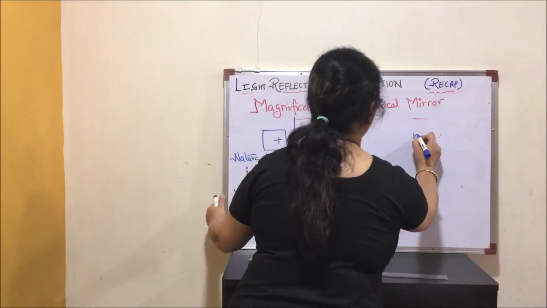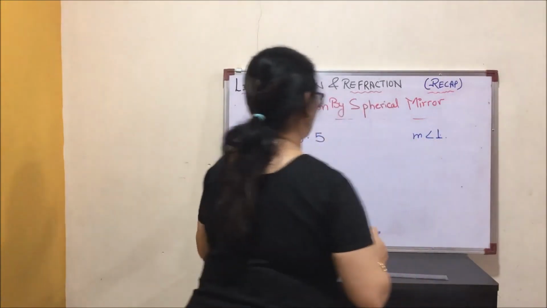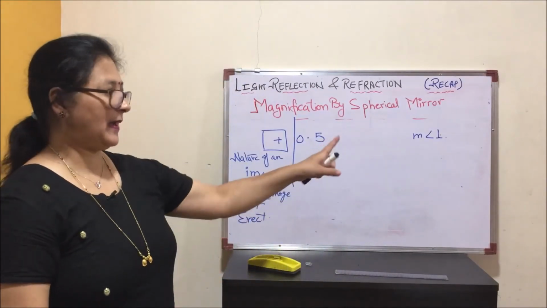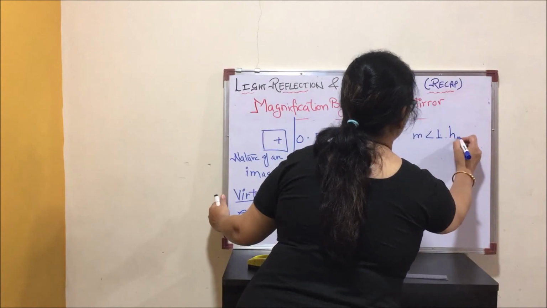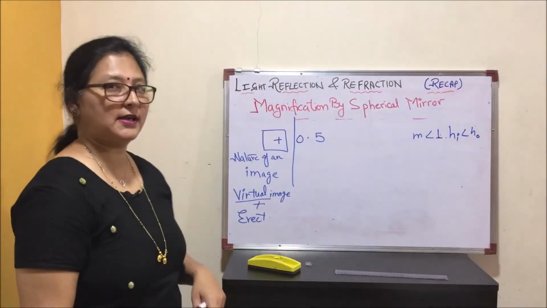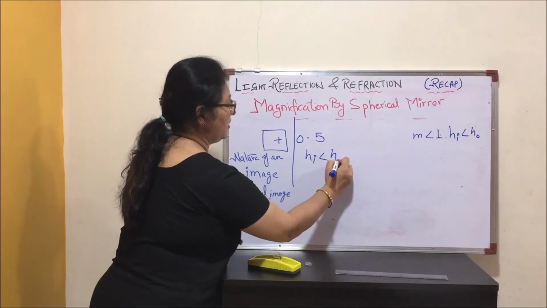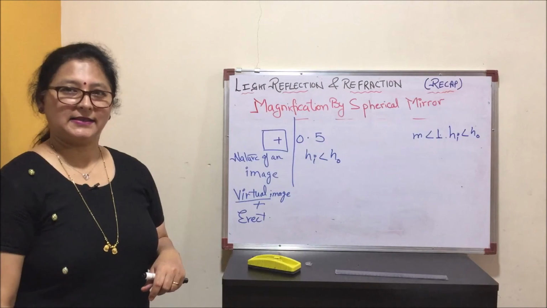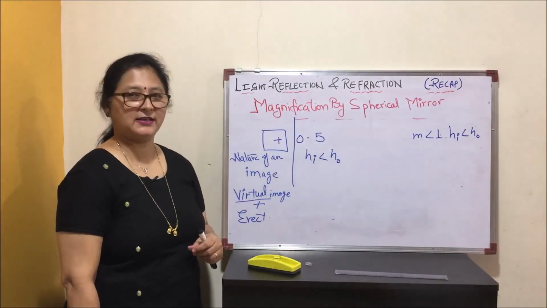See the magnification. If the magnification is less than 1, 0.5 is less than 1. If the magnification is less than 1, in that case, the height of the image is less than the height of an object. So 0.5 shows that height of an image, hi, is less than the height of an object. Clear, students? So this is all about magnification by spherical mirror.